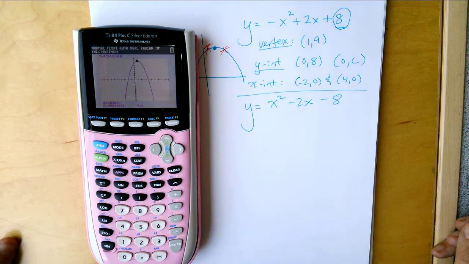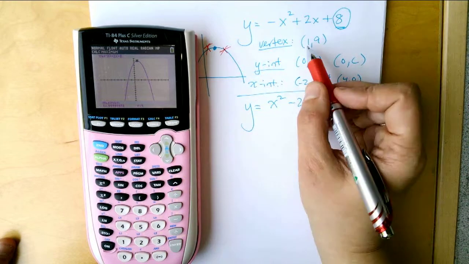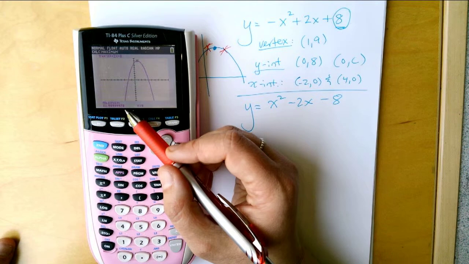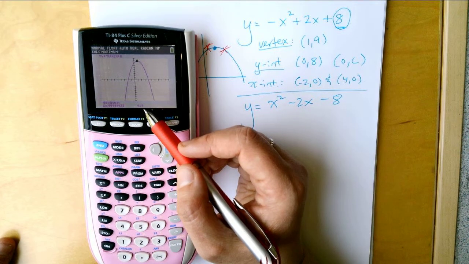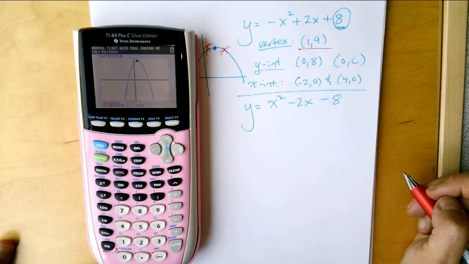And you can see here the maximum. Now this is a little bit of a calculator glitch. The maximum truly is 1, but they're giving you 0.9999, which is essentially 1. Okay, and then the y coordinate is 9. So that's the vertex that we just found.